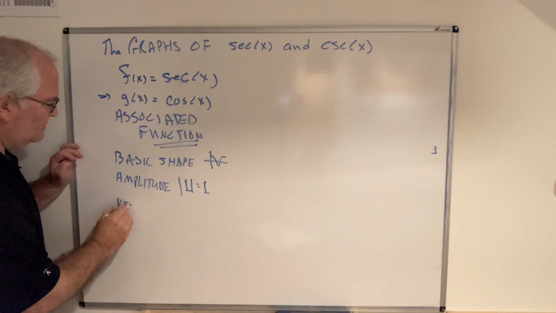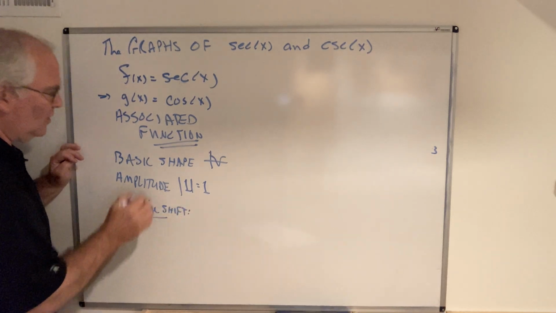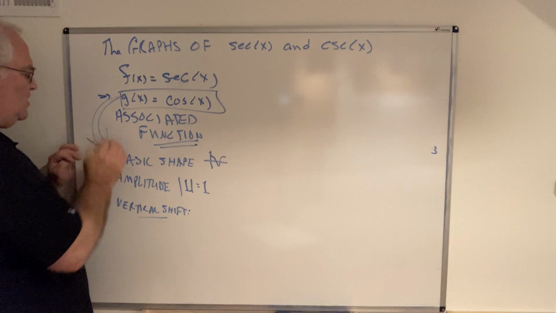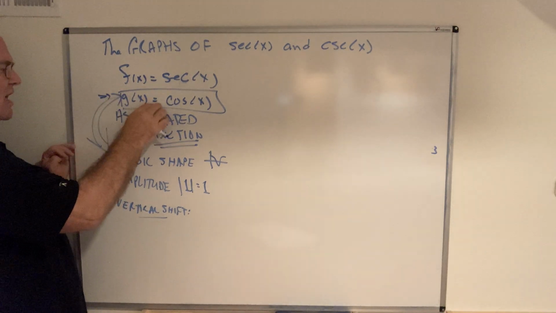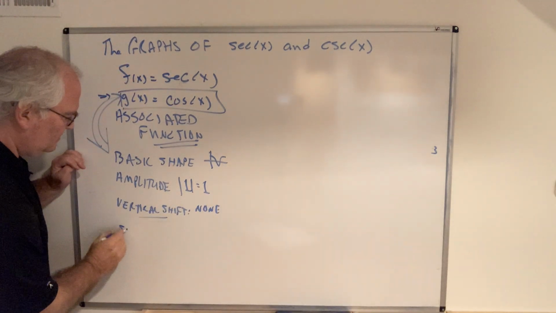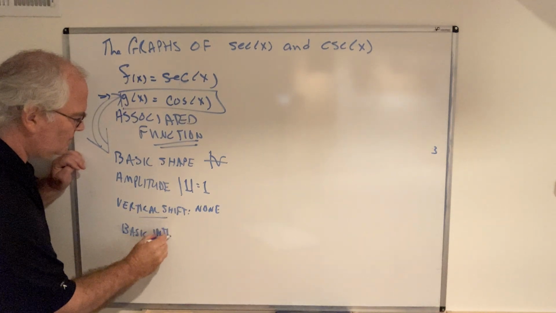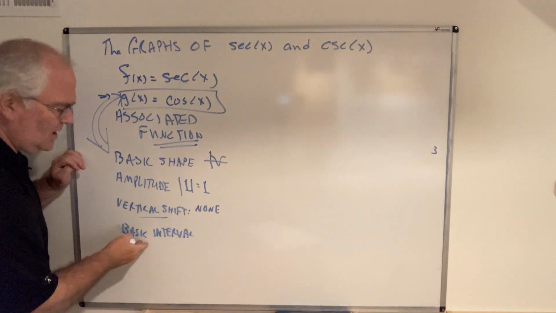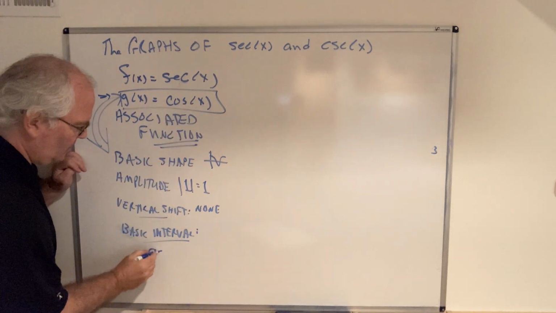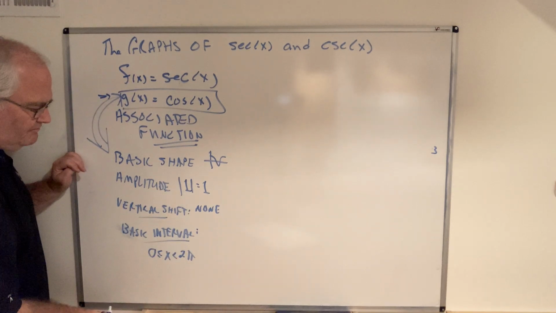What is the vertical shift? Vertical shift is there is none. I'm graphing this function now. All these questions, all this information is based upon cosine, the associated function. Vertical shift, there is none. And then the standard, or we're calling it the basic interval. You can call it basic interval or standard interval. Those are interchangeable. The basic interval, there's x, and so this is 0 less than or equal to x less than 2 pi, and there's nothing to do here.